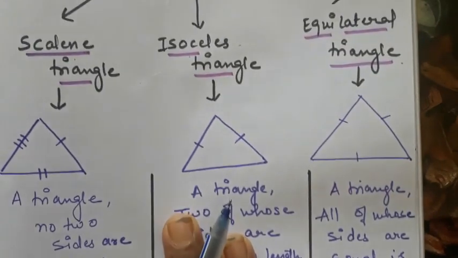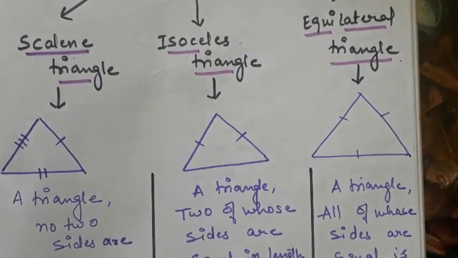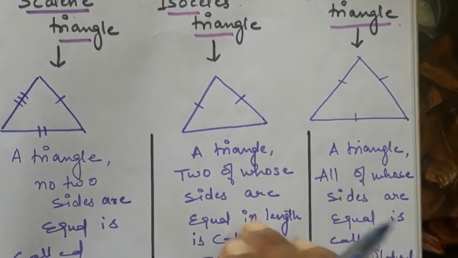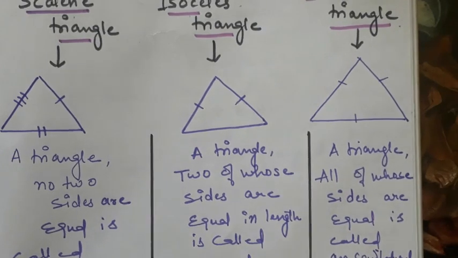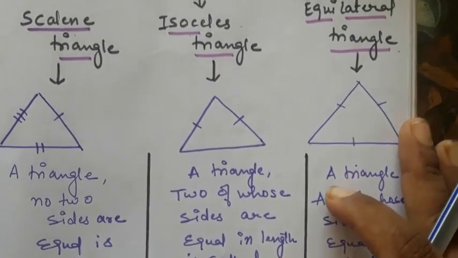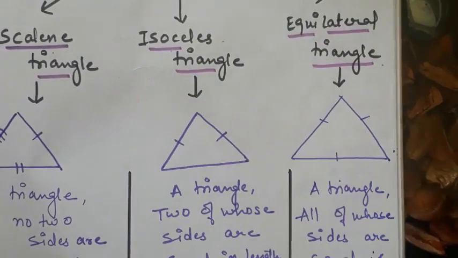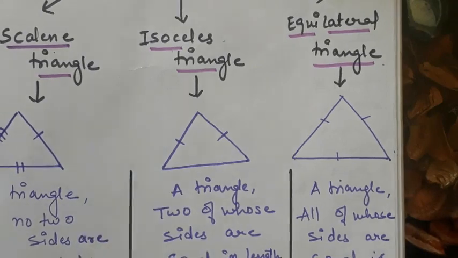Let's move to the isosceles triangle. An isosceles triangle is a triangle in which two of the sides are equal to one another, or you can say two sides are equal in length. Next is the equilateral triangle, a triangle in which all three sides are equal to one another, or you can say equal in length.